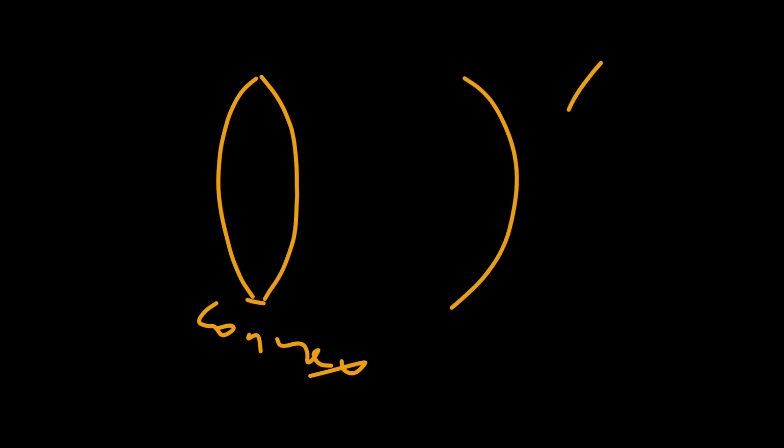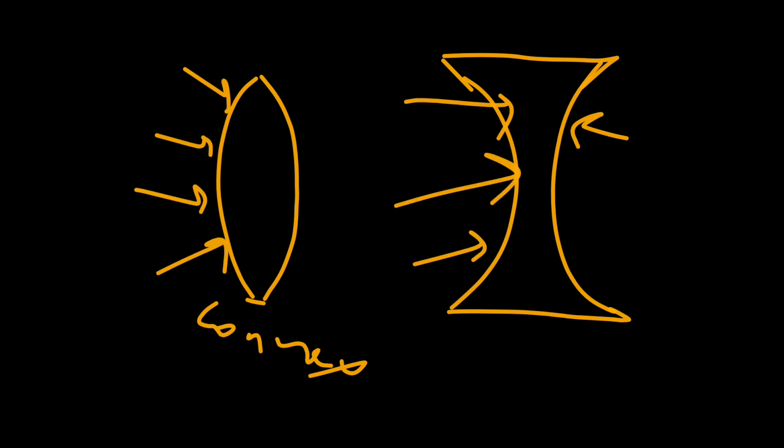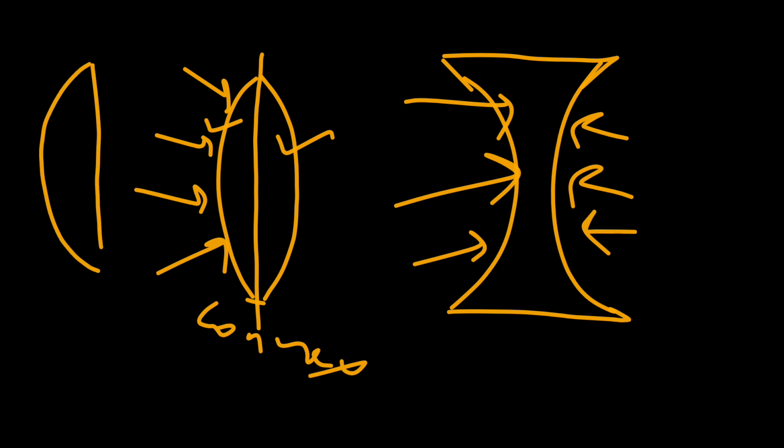So coming to the lens, there are two types of lenses. One is a convex lens and the other one is a concave lens. A lens is a transparent refracting medium bounded by two spherical surfaces. So this is one surface and this is the second surface, two spherical surfaces. Among these two, at least one is curved, but here both are curved.